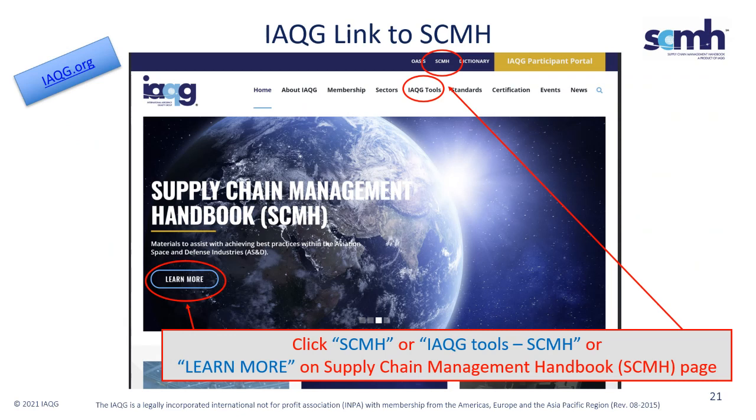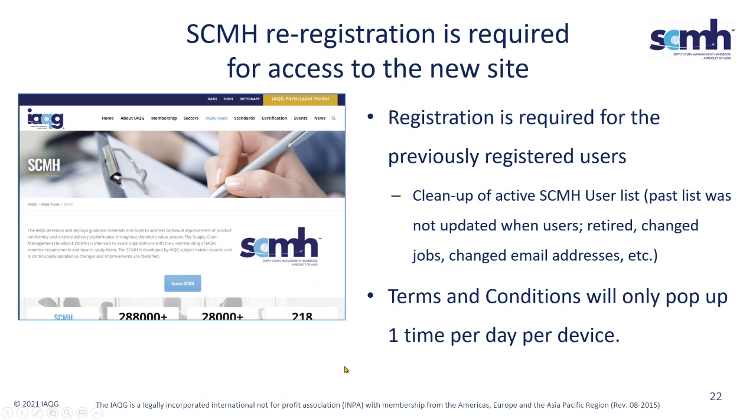A little bit about accessing the SCMH itself. So today, the new site, you see a couple ways to get in there, IAQG.org. Once you're there, you can see the tools, IAQG tools. It has a drop down, SCMH is part of it, or across the top where SCMH is on top. Once you're in that section, you'll be asked to register. You may not be actually asked to register until you try to download something. So you can go in, view, look at everything, but once you download something, then you'll be asked to register.